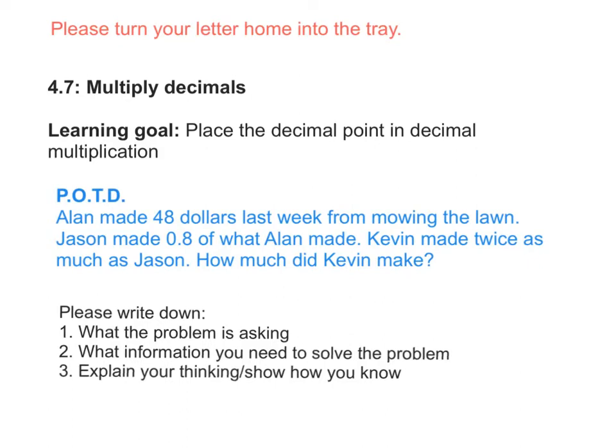Okay, so today we are talking about chapter 4.7, which is all about multiplying decimals. We've been working our way to this point, right? First we started by multiplying decimals times whole numbers, and we drew pictures, we used place value, we used properties. Remember, we used the distributive property.